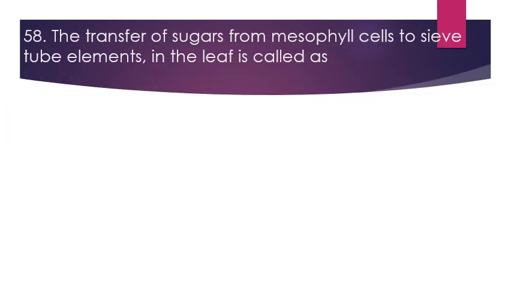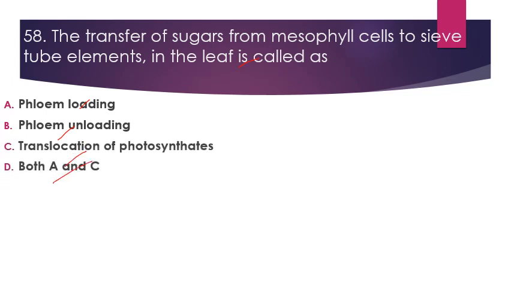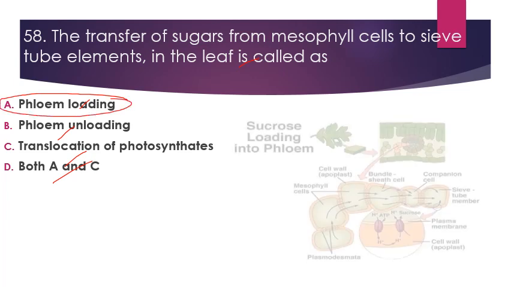The next question: the transfer of sugars from mesophyll cells to sieve tube elements in the leaf is called as? Our options are phloem loading, phloem unloading, translocation of photosynthates, or both A and C. So the right answer is phloem loading. The transfer of sugars from mesophyll cells to sieve tube elements in the leaf is called phloem loading.